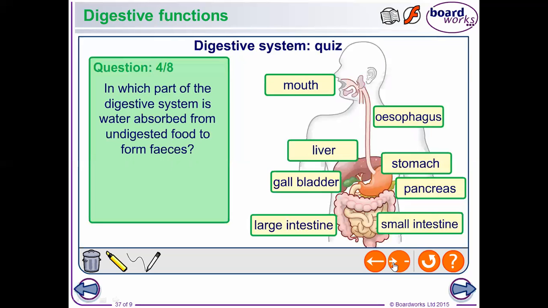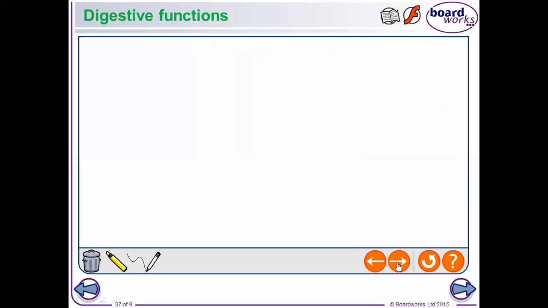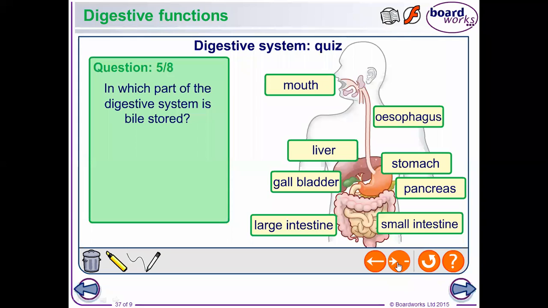In which part of the digestive system is water absorbed from undigested food? Large intestine. In which part of the digestive system is bile stored? Gallbladder. Nice.